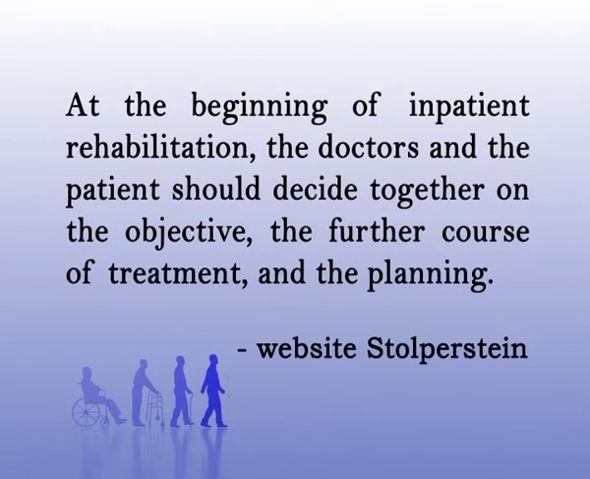mainstream of community life. The objectives are described by the website Stolperstein on amputation rehabilitation, which holds the view that at the beginning of inpatient rehabilitation, the doctor and the patient should decide together on the objective, the further course of treatment and the planning. For instance, elderly patients wish mostly to retain their independence, social integration and to stay in their own homes, while younger amputees find it important to carry on their familiar, private and working lives with as few limitations as possible.